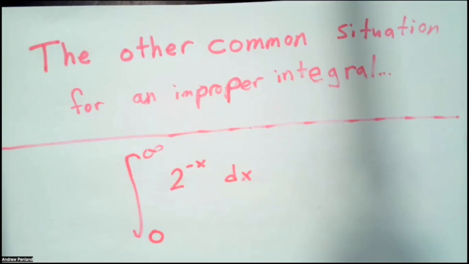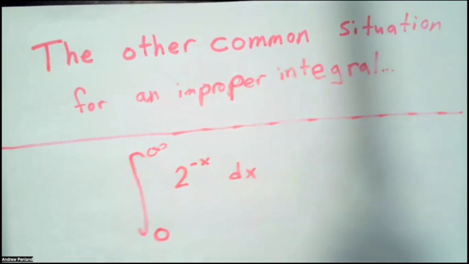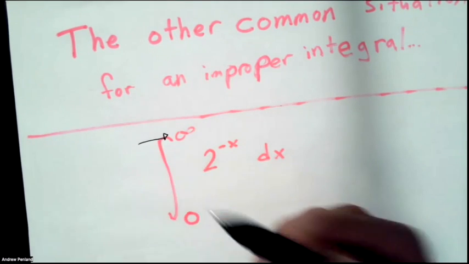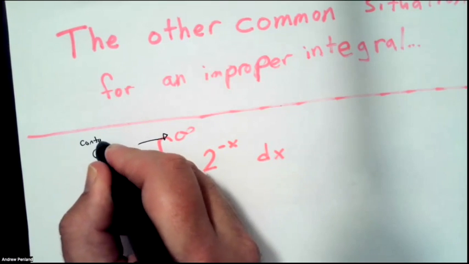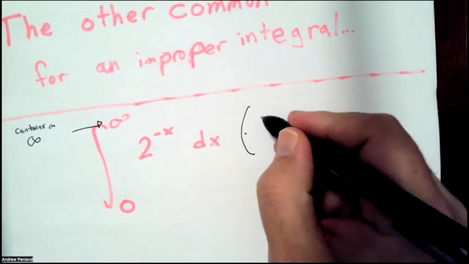The other common situation for an improper integral is to look at the integral from 0 to infinity of 2 to the negative x dx, or something similar. So basically, when you're dealing with something that contains an infinity sign, how should you interpret this?